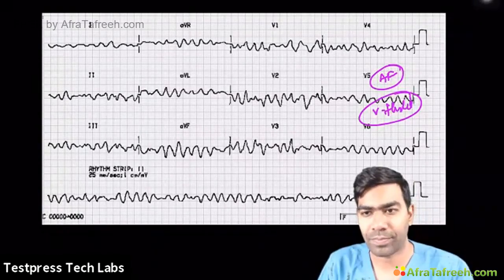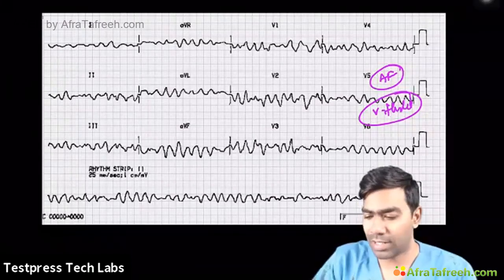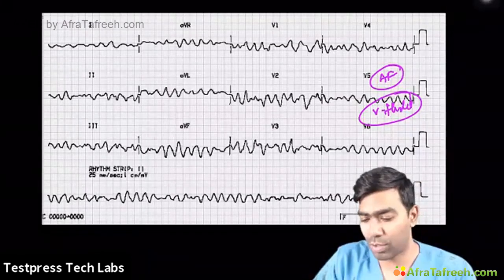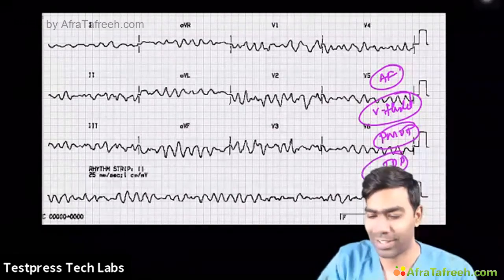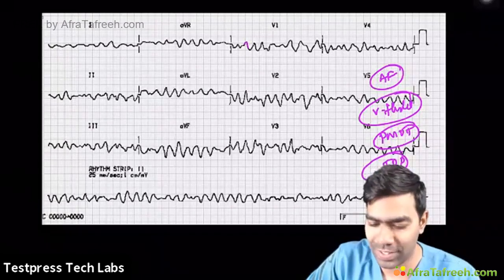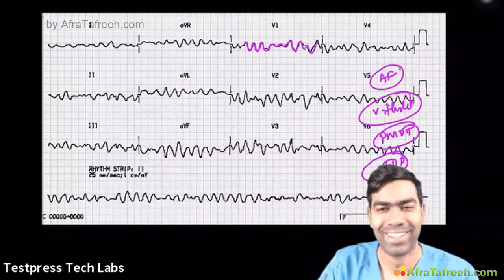And then some students will give the diagnosis of polymorphic VT. Some students will say it's torsades de pointes. Why will they give polymorphic or torsades? They will think this is a complex and suddenly it is changing to a different kind of a thing.